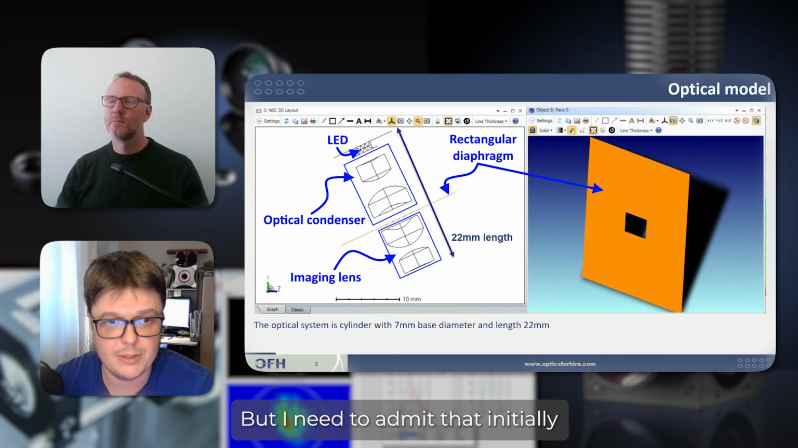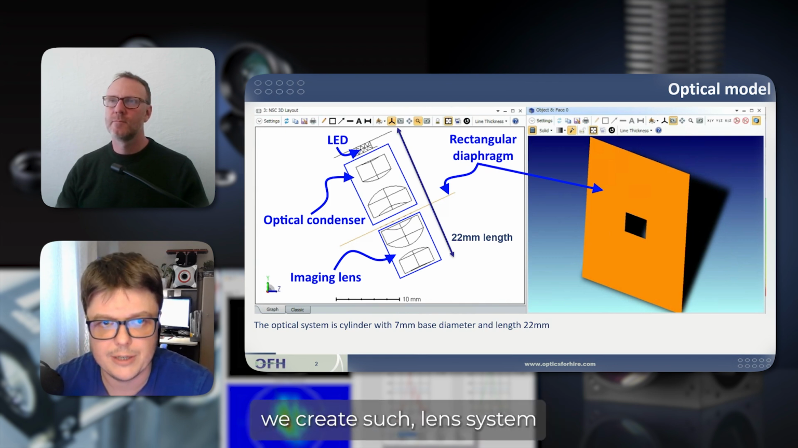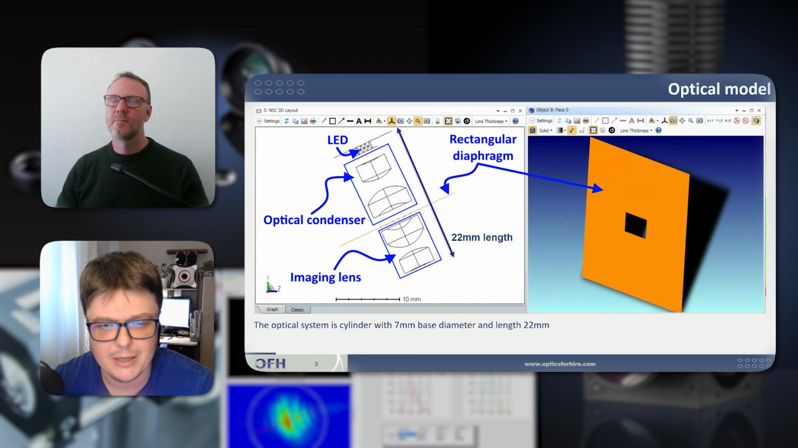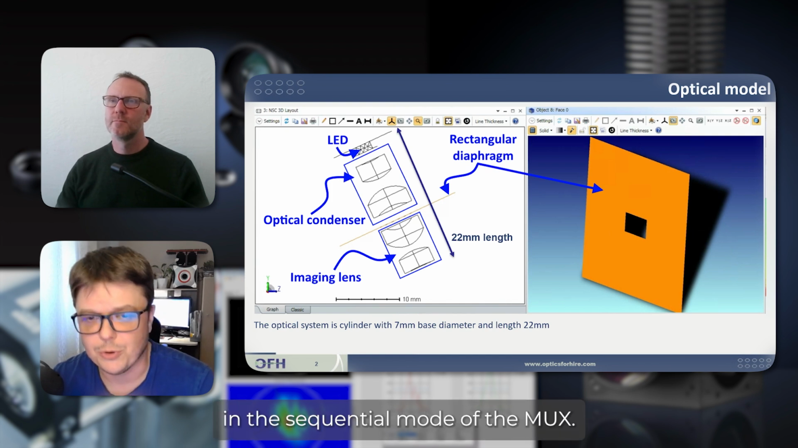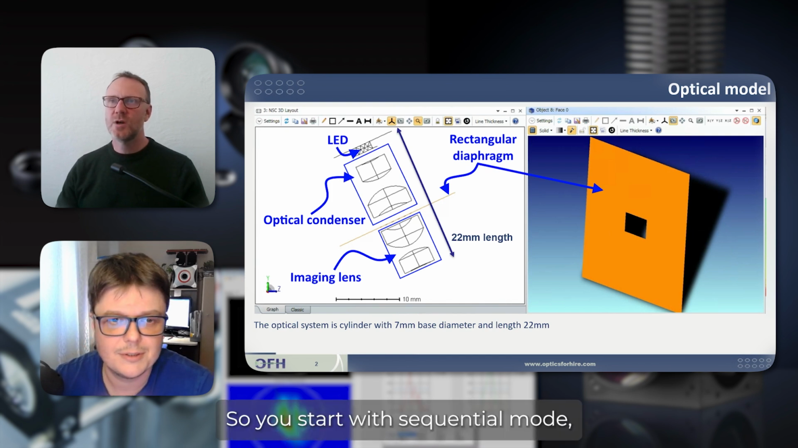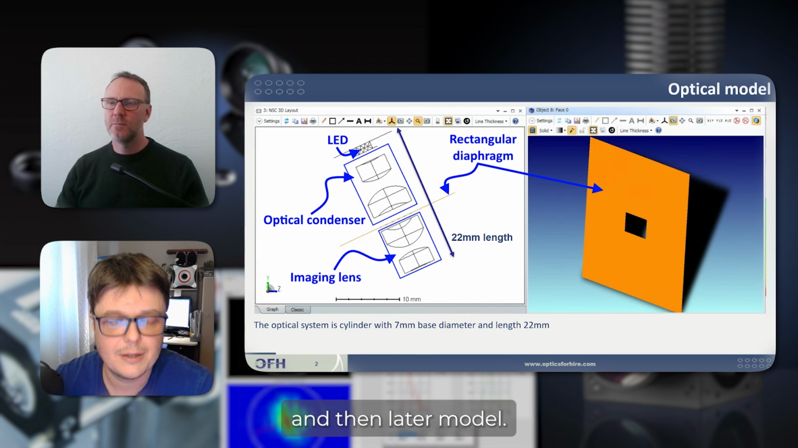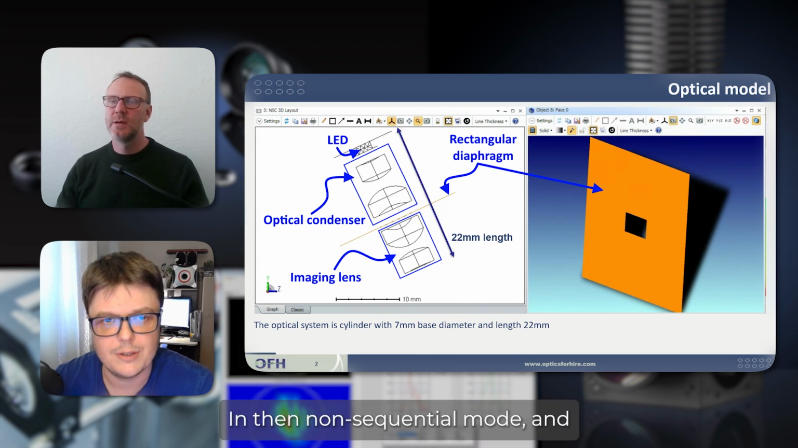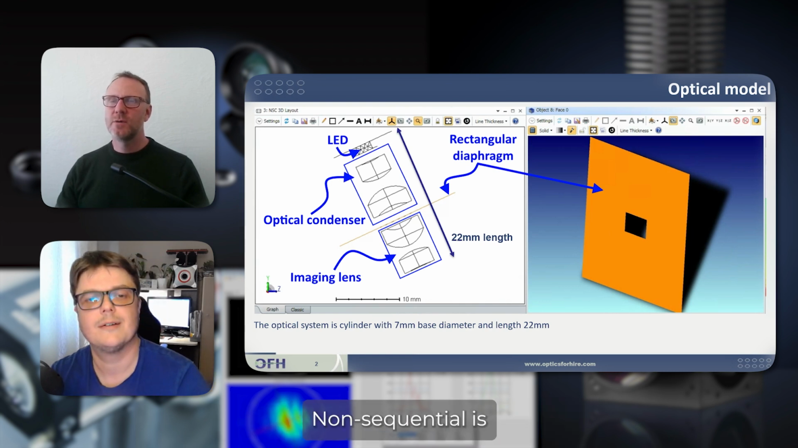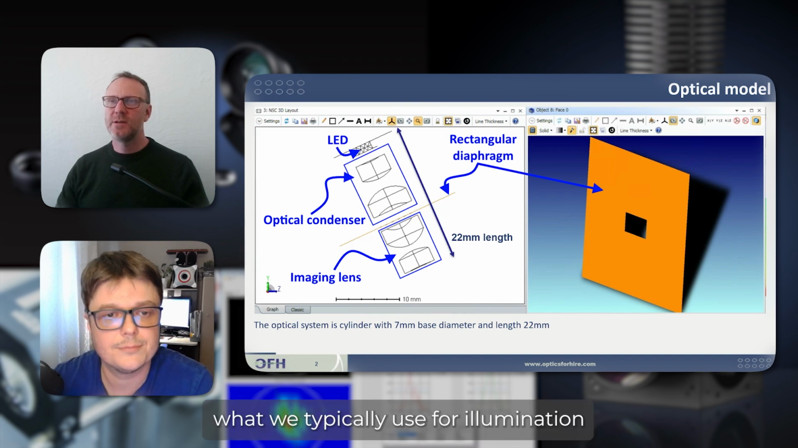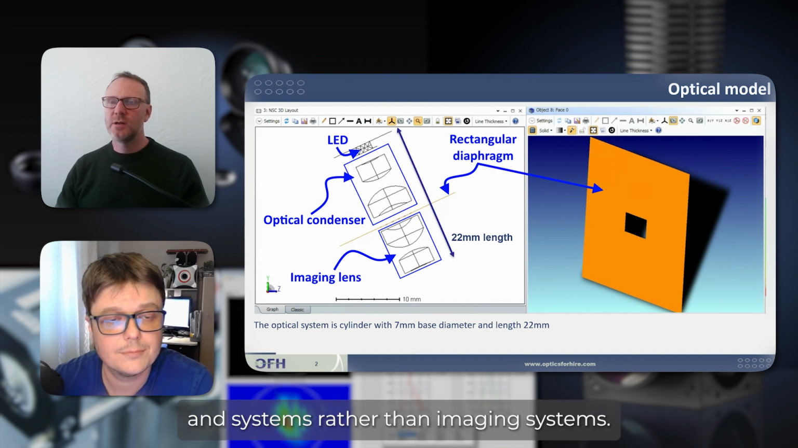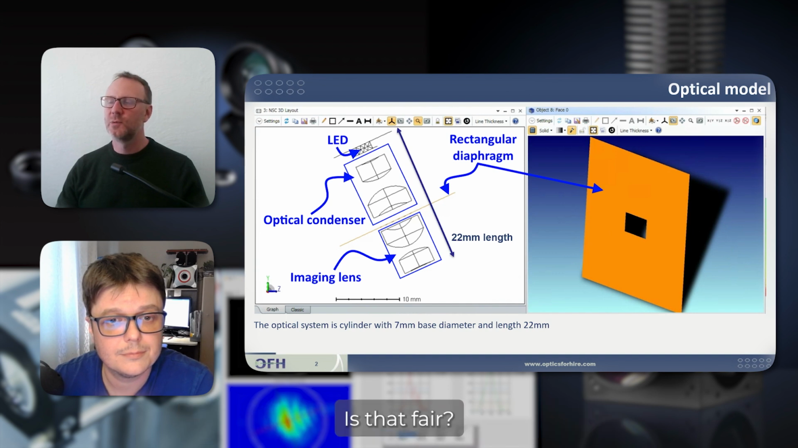But I need to admit that initially we create such a lens system in the sequential mode of Zemax. So you start with sequential mode and then later model in a non-sequential mode. Yeah. And non-sequential is what we typically use for illumination systems rather than imaging systems. Is that fair comment? Yes.